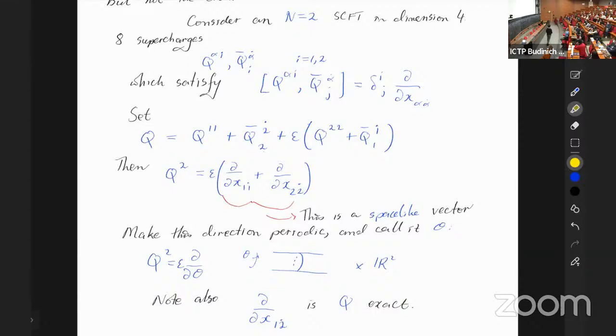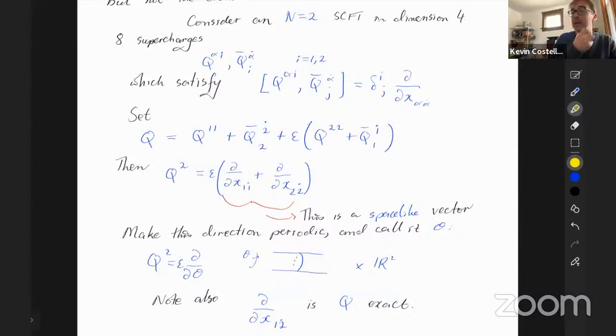So in the n=1 example, can you say in a few words what is the set of operators that you're left with? Because I guess it's larger than the chiral ring of the theory. Yeah.